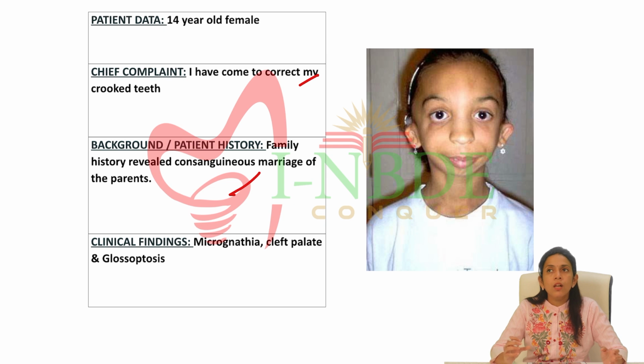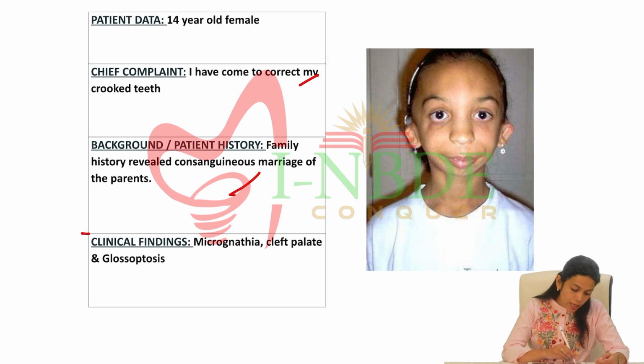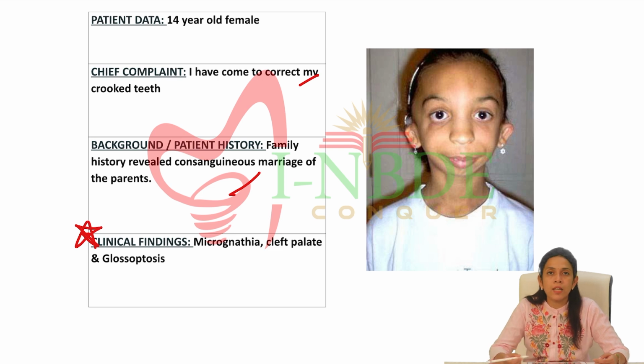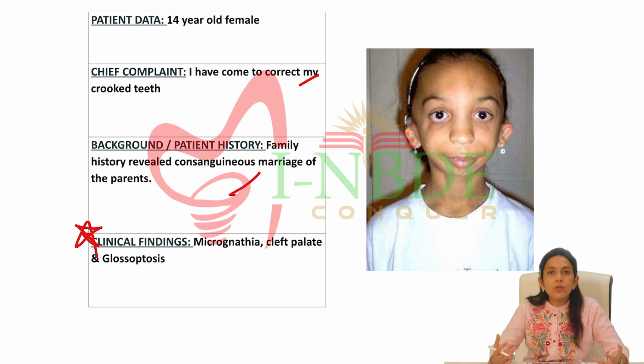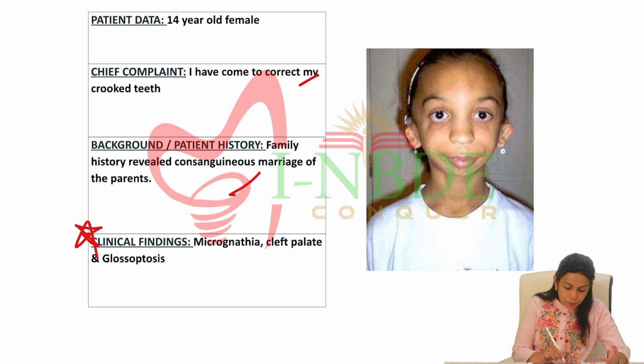It's not always the case, but consanguineous marriage might cause a genetic abnormality in the offspring. That's the reason the background history has its importance. Very important are the three points given here, the clinical findings or key points which will lead us to the diagnosis. The clinical findings given in the question are micrognathia, cleft palate, and glossoptosis.